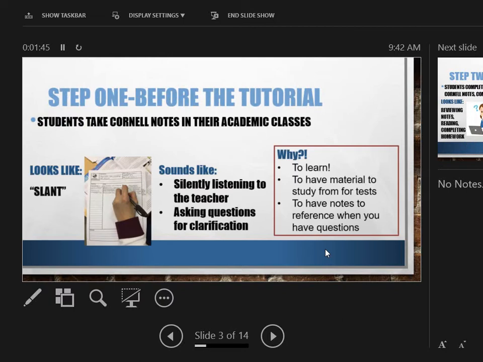So, step 1, before the tutorial, students take Cornell notes in their academic classes. So if I were writing my notes, instead of writing step 1, I would just write a big number 1. Maybe right before the tutorial. I think you could figure out that this is happening before the tutorial. But I would also write that students take Cornell notes in their academic classes.